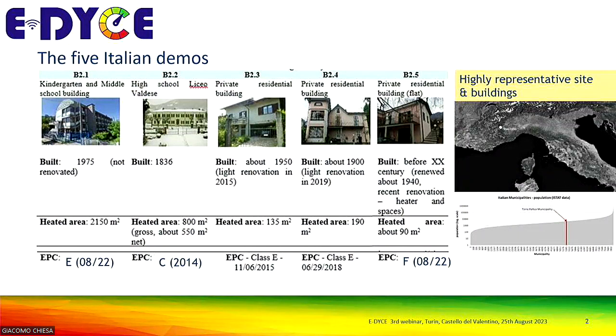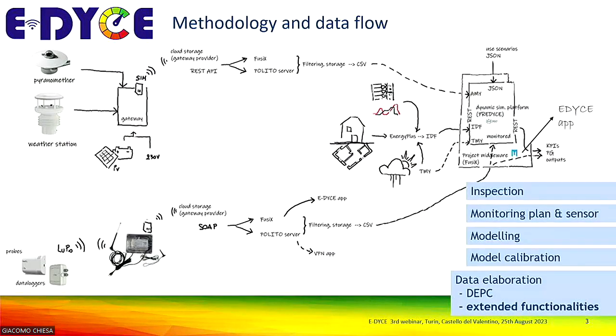It's interesting to know that it's very representative of building styles in not big cities in the Italian territory. If you look at the distribution of Italian municipalities, the dimension of Torre Pellice is also very representative, like the potential expansion of the outcome in these demo cases.